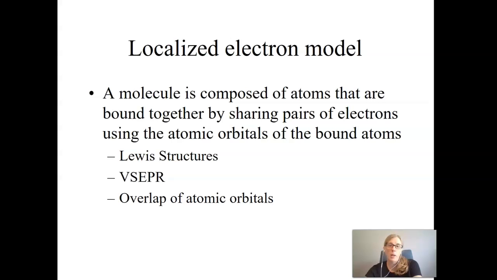So we know that a molecule is composed of atoms that are bound together by sharing pairs of electrons using the atomic orbitals of the bound atoms. And so this is the basis of our Lewis diagrams, our VSEPR theory, and it essentially assumes in the localized electron model that bonded electrons are derived from the overlap of the atomic orbitals that we talk about in our electron configurations.